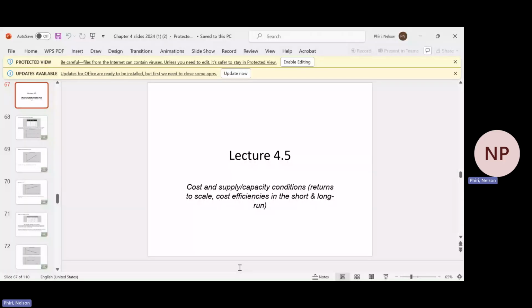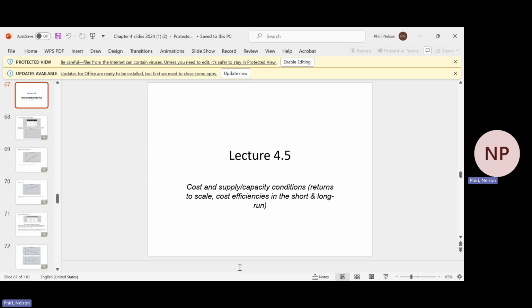We're just going to look at it in our video. So make it a point to go through this video, which covers lecture 4.5. So what are we looking at? We're looking at cost, supply, capacity conditions, returns to scale, cost efficiencies in the short and in the long run. That's basically the content that we're going to cover in our section.